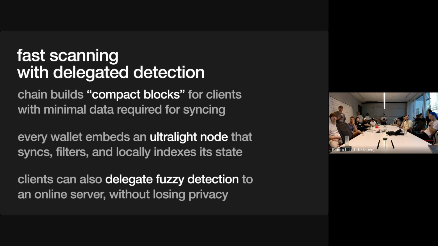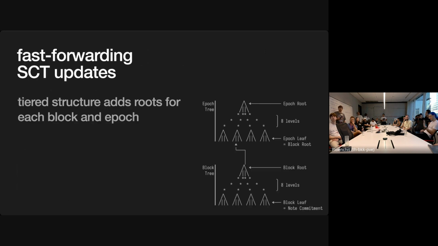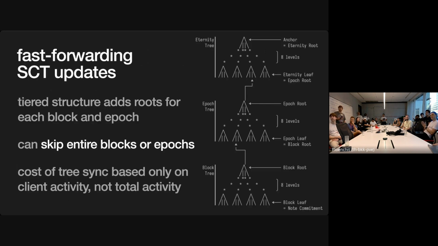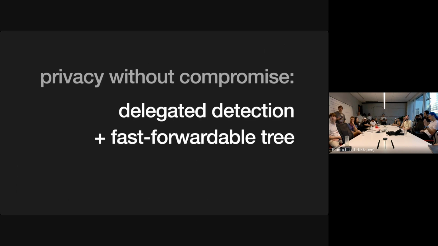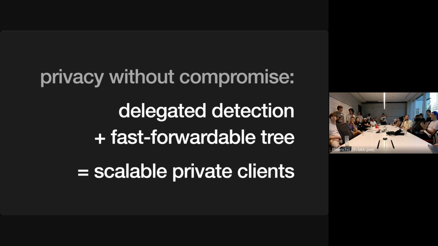For the tree sync, we have a cool Merkle tree that's not super relevant to get into, but basically you can very efficiently discard and filter and skip over stuff while you're updating it. And so our idea is, if you have the ability to delegate detection of which transactions are yours, and you have the ability to fast forward over other people's state updates, then maybe that's enough to get a really scalable private client. So that's the protocol level support.